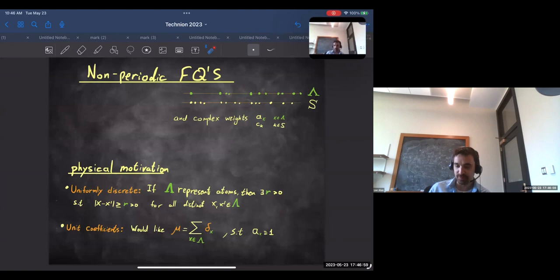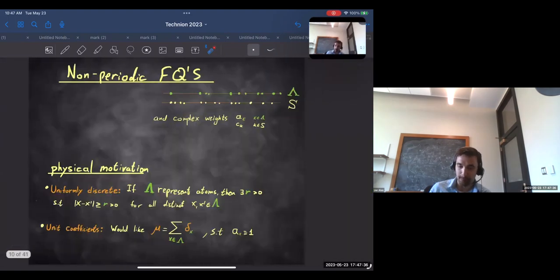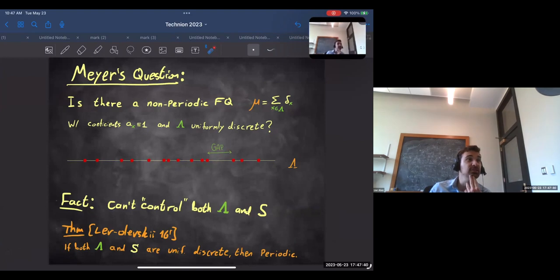Now some physical motivation. If this set represents atoms, then they must have some kind of bound on how close they can be to one another. So we would like this set to be uniformly discrete. This means that we have some bound r such that points are always at distance at least r between them. And we want to have unit coefficients. Recall we plugged in these coefficients just to make this thing possible, but can we take all of these coefficients to be one? And this was a long-standing question of Yves Meyer. Is there a non-periodic FQ such that all coefficients are one and the support is uniformly discrete?